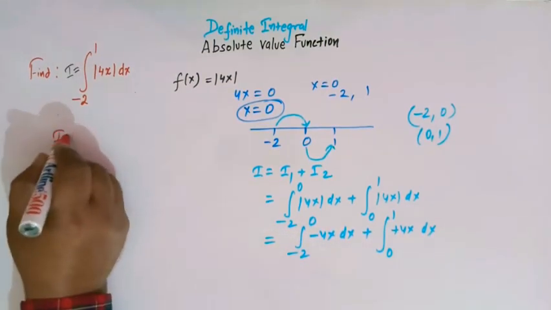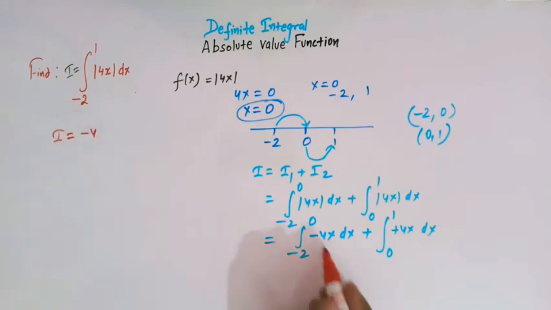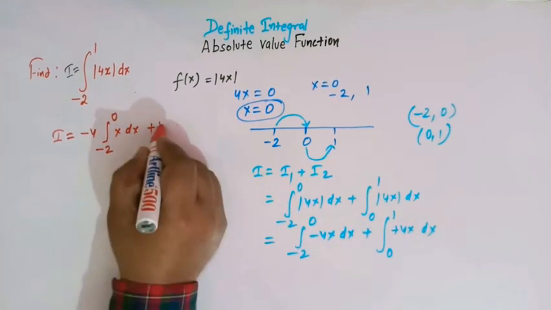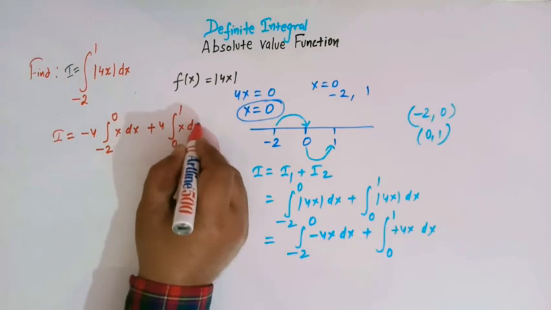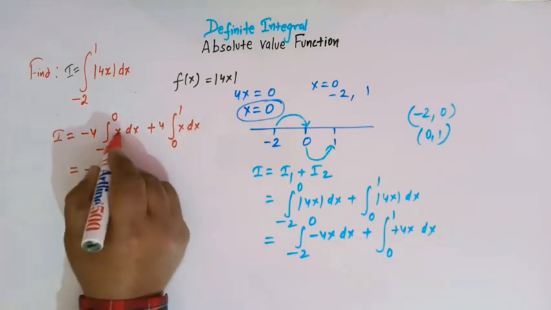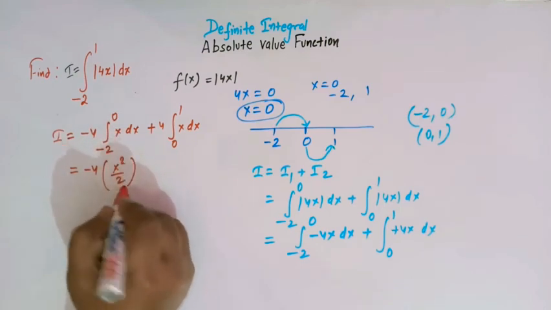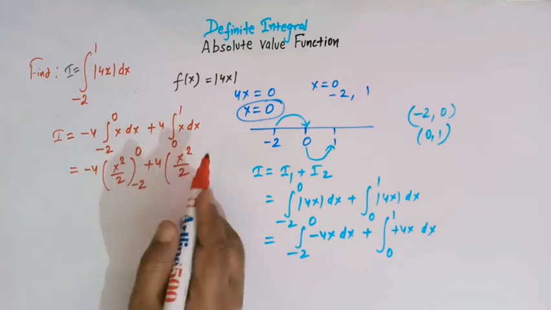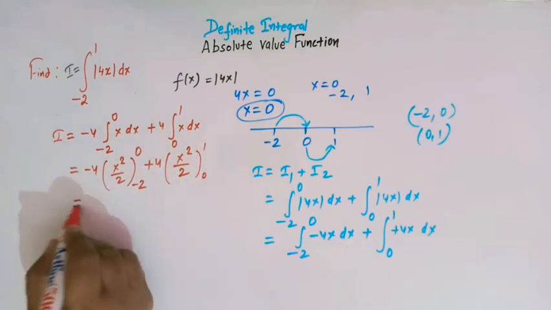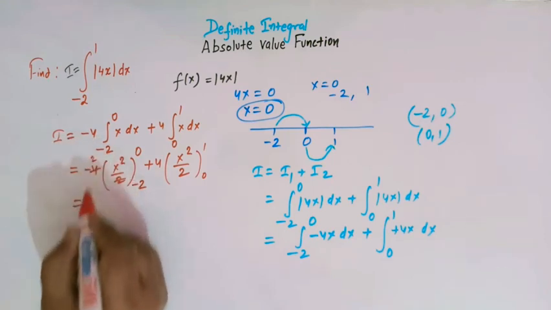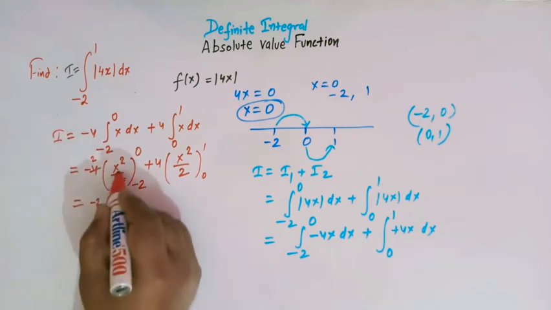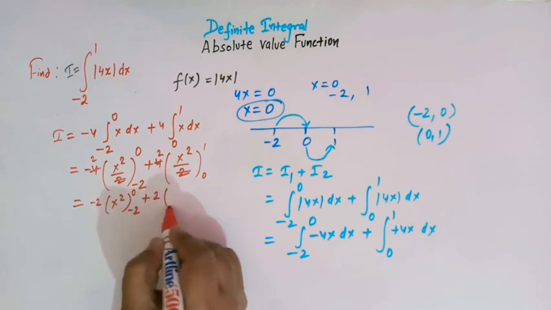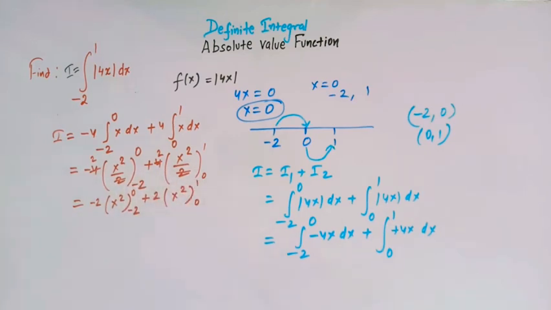So now I is equal to, we can take minus 4 outside. We have the integral from -2 to 0 of x dx, and here we have 4 times the integral from 0 to 1 of x dx. The integral of x is x square over 2. Limits are from -2 to 0 for the first, and here we have 4 times x square over 2, limits 0 to 1. Here we can cancel this, so we have -2 times x square, limits from -2 to 0, then we have 2 x square, and limits are from 0 to 1.